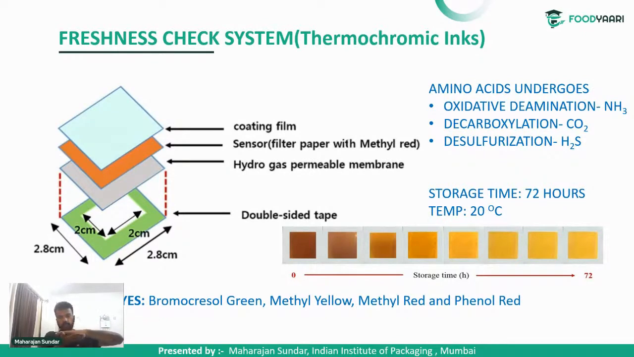What this ink will do: when these gases permeate through the bottom layer, they pass through the filter paper, which is coated with methyl red. By the reaction with the NH3, CO2 and H2S, the color changes, as mentioned here, from red to intermediate yellow to complete yellow. This is used as a freshness check system, and time and temperature indicators also use inks in packaging. It is used as a label in certain cases.